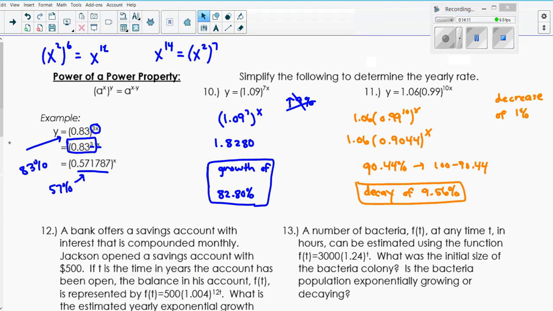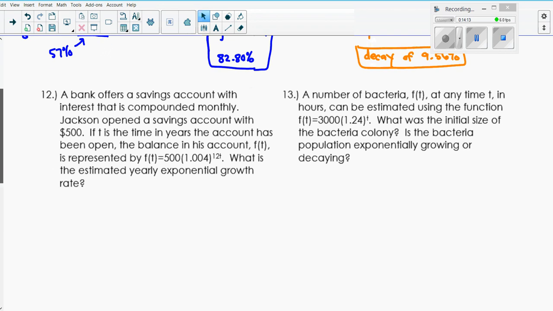Okay, moving on. A bank offers a savings account with interest that is compounded monthly. Jackson opened a savings account with $500. If T is the time in years the account has been opened, the balance in his account F of T is represented by F of T equals, box this, 500 times 1.004 raised to the 12th T. What is the estimated yearly exponential growth rate?